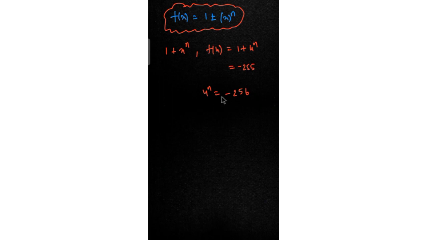And for what value of n can 4 power n actually be minus 256? There can be no value, because if n is equal to 4, then 4 power n is equal to 256. For no value of n can we find 4 power n to be equal to minus 256. So if I take 1 minus x power n, then f of 4 is equal to 1 minus 4 power n, which is equal to minus 255. So 4 power n is equal to 256. So n is equal to 4.